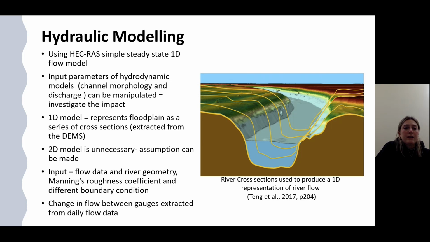So the channel morphology and the discharge, for example, are the input data. A 2D model was not chosen, as studies have shown that the 1D model assumption can be made, which represents floodplains as a series of cross sections extracted from the DEMs. For this part of the methodology, flow data, river geometry, Manning's roughness coefficients, and different boundary conditions will be required.